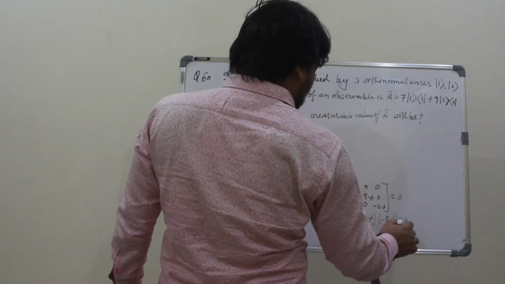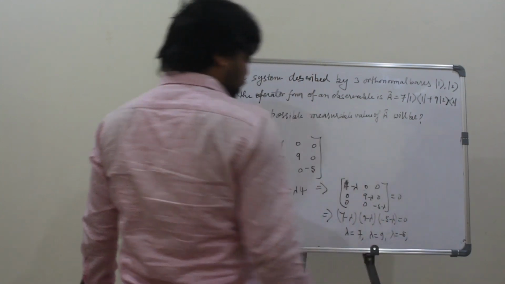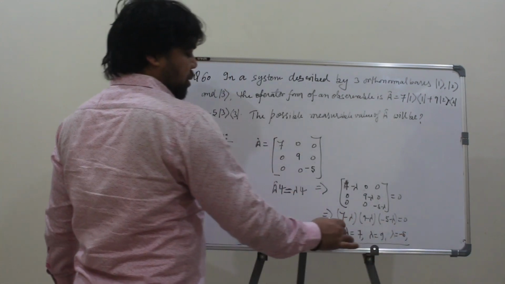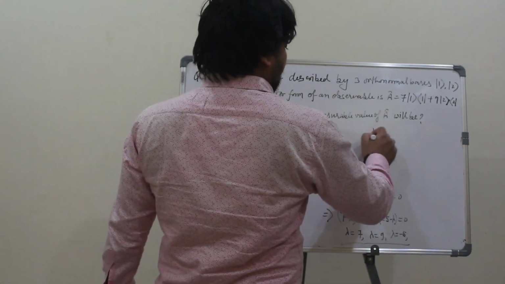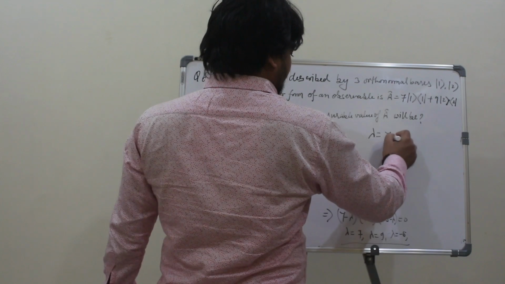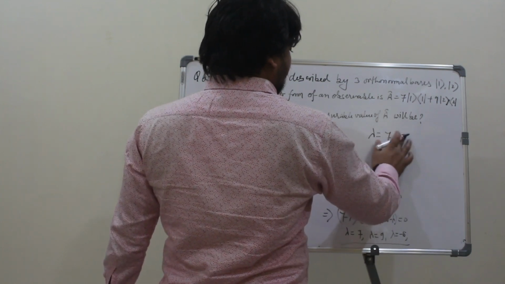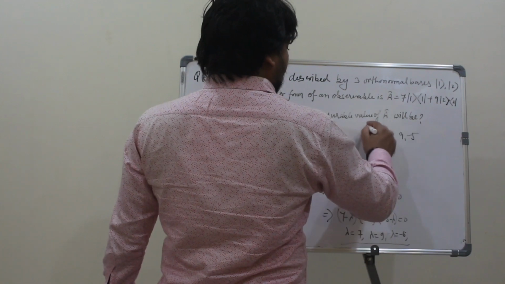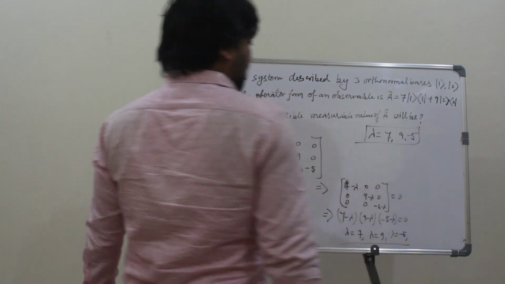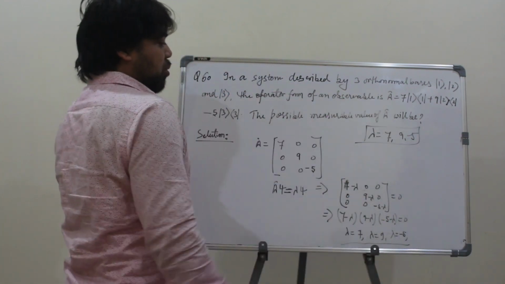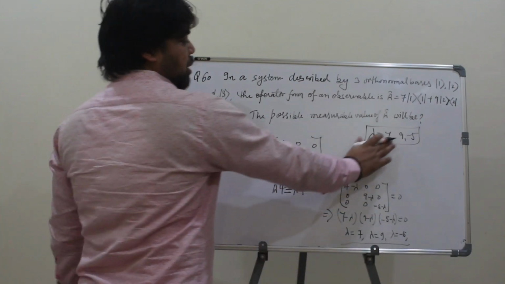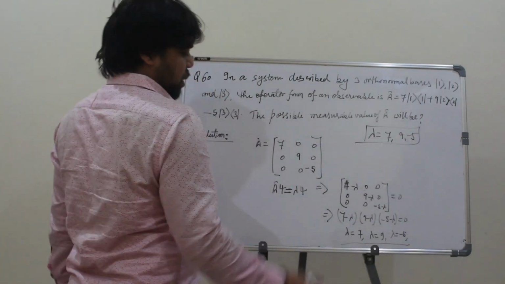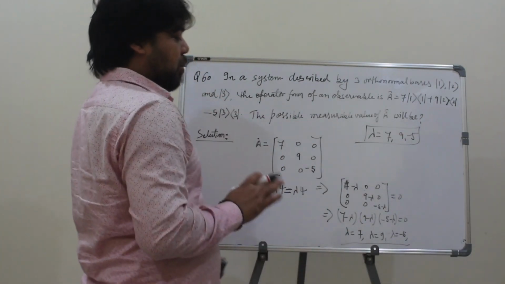So these are the values which are measurable values. Basically, these are nothing but the diagonal elements of the matrix also. Right? So the measurable values of the observable A corresponding to operator A cap are 7, 9 and minus 5. Very simple and significant problem.